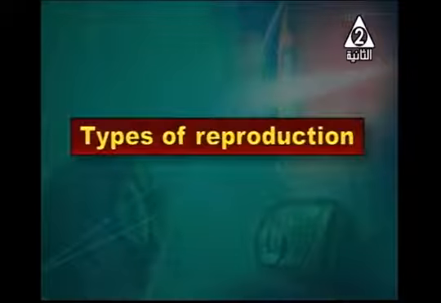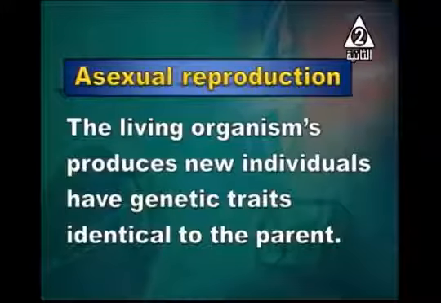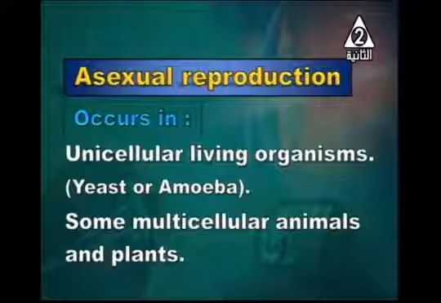There are two types of reproduction in our life: firstly, the asexual reproduction, and secondly, the sexual reproduction. What is meant by asexual reproduction? In asexual reproduction, living organisms produce new individuals which have genetic traits identical to the parents. It occurs in unicellular living organisms such as yeast or amoeba and some multicellular organisms such as plants.